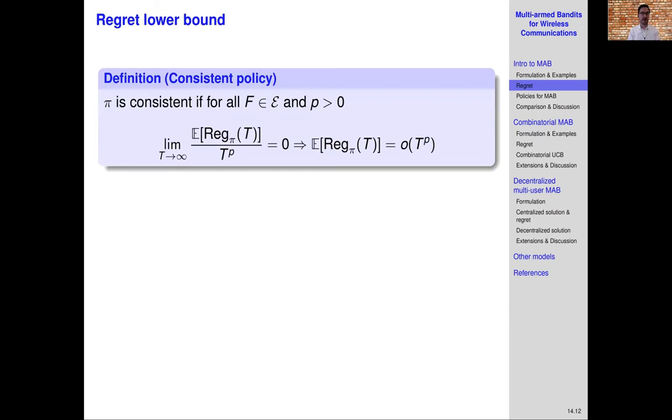Next, I will define a consistent policy. A policy pi is consistent if for all bandit instances in the environment class we consider, and for all positive p, the expected regret divided by T to the power p goes to 0 in the limit. In other words, consistent policies incur very small regret for all bandit instances.